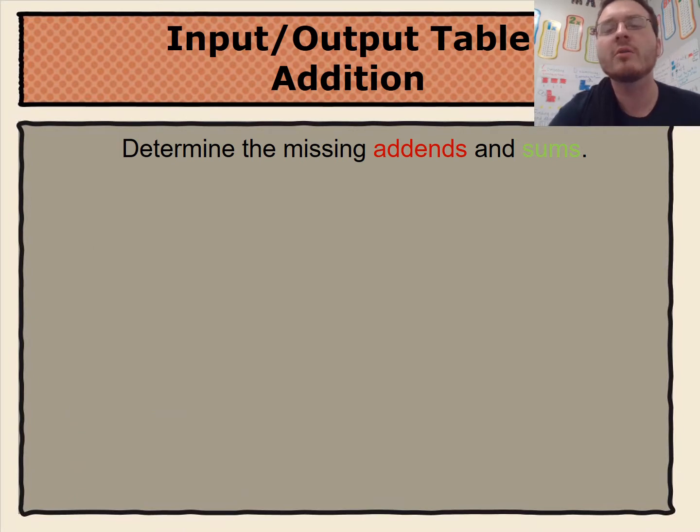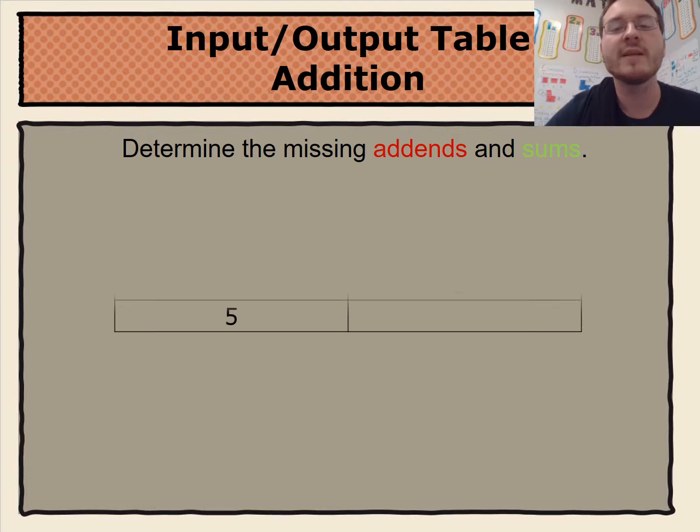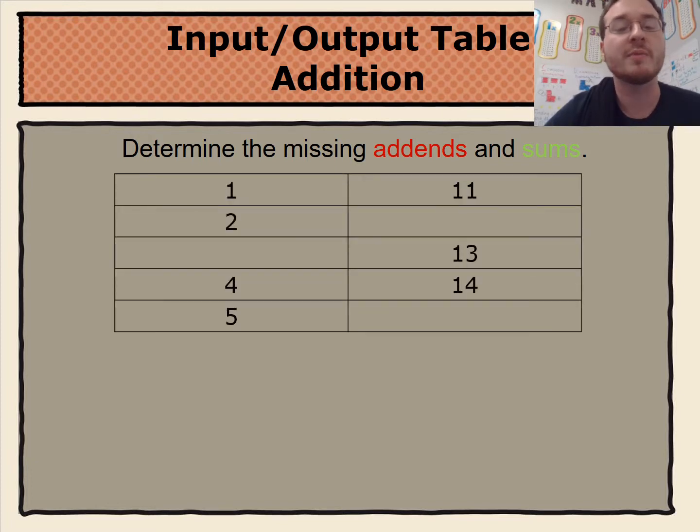Now, to start with, we're going to look at an addition table, and when we look at an addition table, we need to find the missing add-ins, which would be the inputs, and the missing sums, which would be the output. So in this table, we can see that we're missing an add-in right here, and a sum here and here. So that means we're missing one input and two outputs.